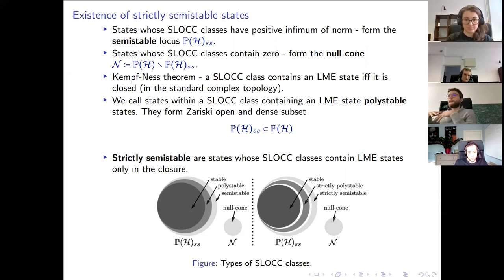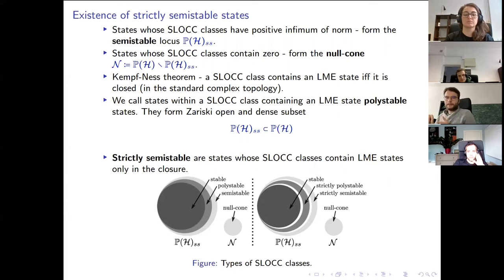If the infimum norm is positive, it's called semi-stable. If it's zero, then we say it's nullcone. Here we are not interested in the nullcone, but just in the semi-stable locus, so states which have non-zero infimum of the norm. And on the other hand, we know that the SLOCC class contains an LME state because K is a subgroup of G.